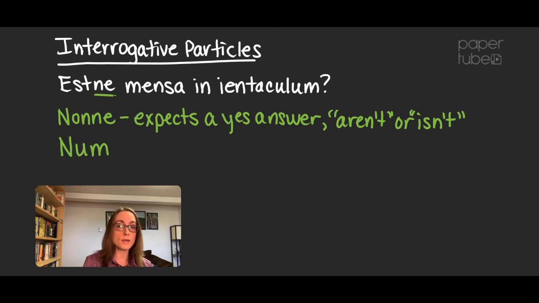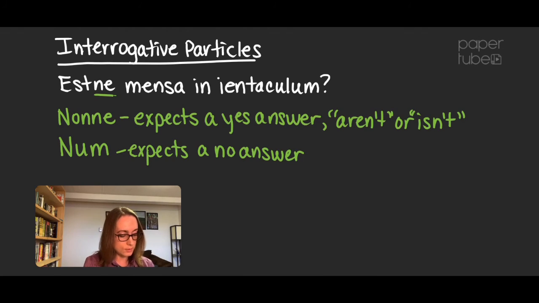And then num expects a negative or a no answer. And the question would be like, the boys aren't smart, are they? So again, you're still going to translate it as aren't, but you're going to make it sound like it's a question that expects you to say no to it.